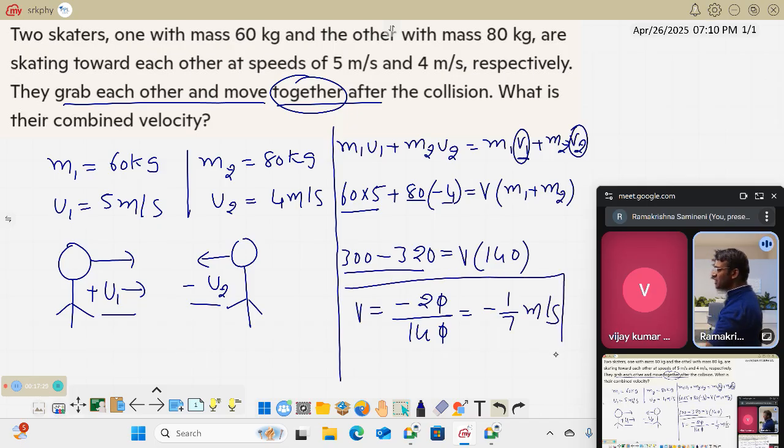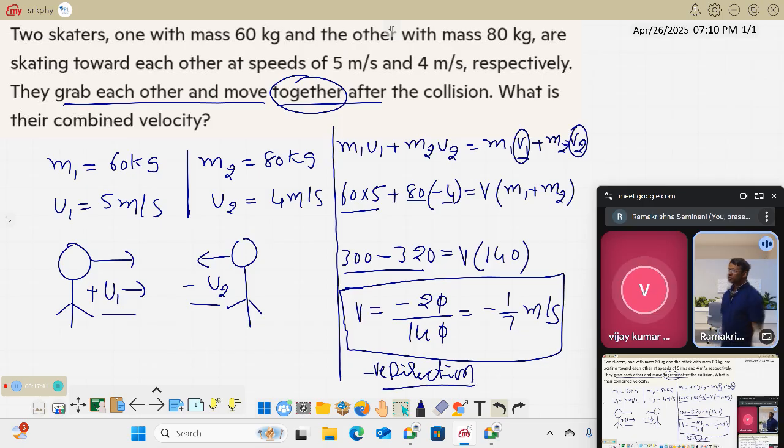What does this minus indicate? The negative sign indicates the direction. So both are moving together in which direction? Positive x-axis or negative x-axis? Negative x-axis. That's the answer.